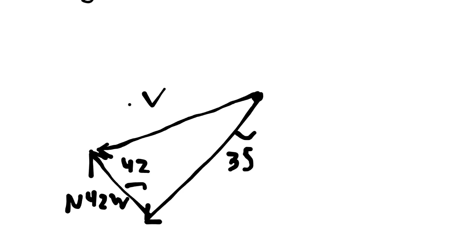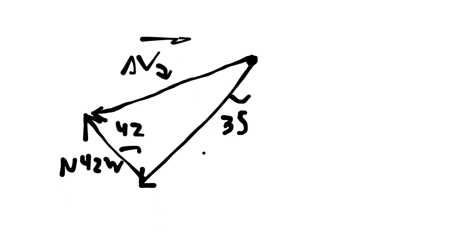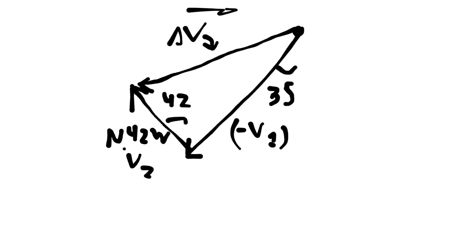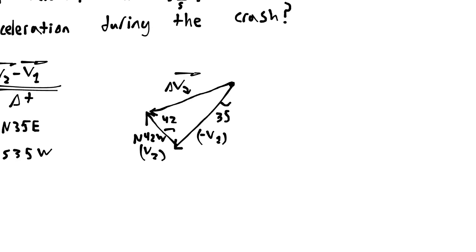So this right here is delta V. That line right there is delta V. This one is negative V1, and this is v2. Okay.